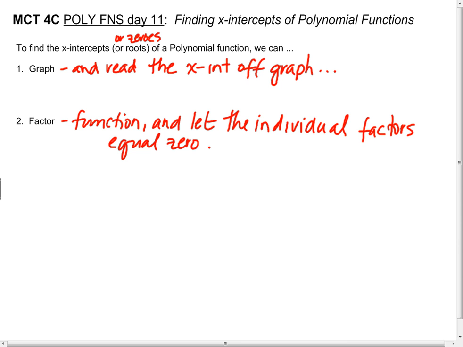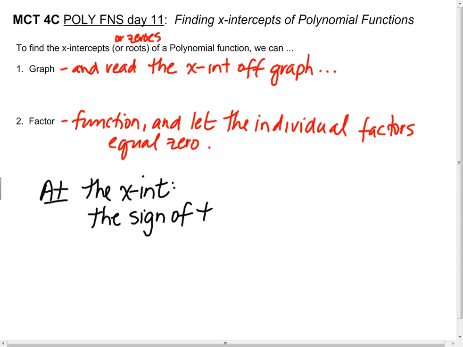Okay, at the x-intercept, the sign of the function changes. I'll explain with a picture what I mean in a second. But the sign of the function changes if the x-intercepts are of odd order.